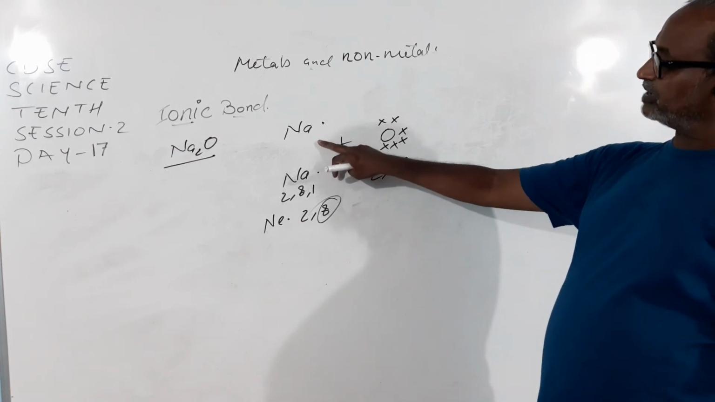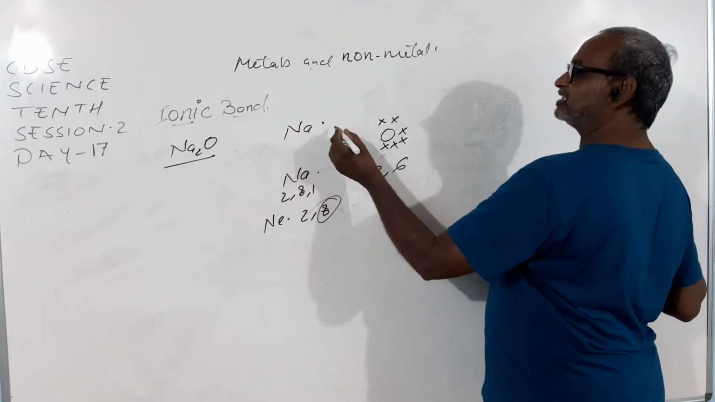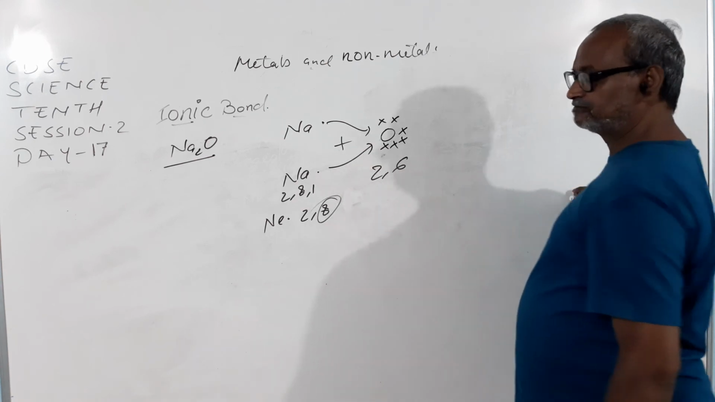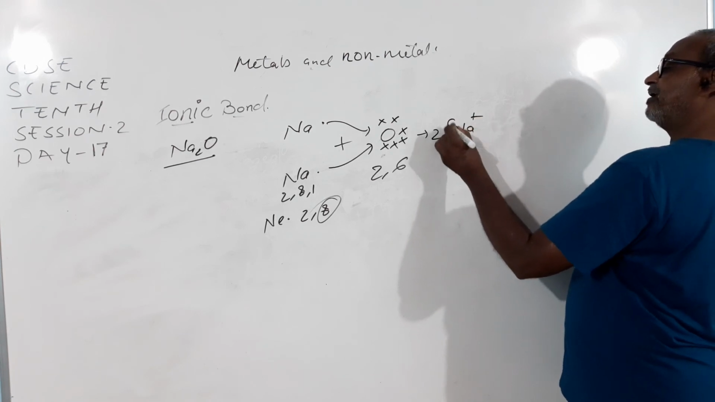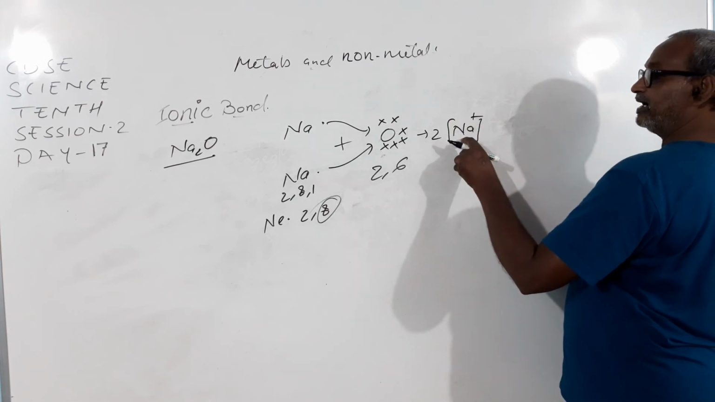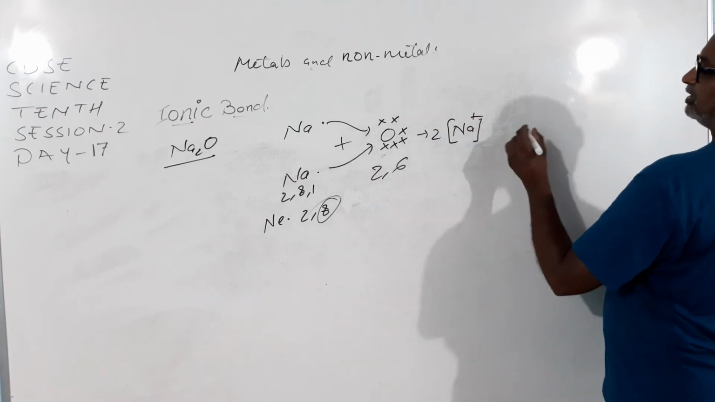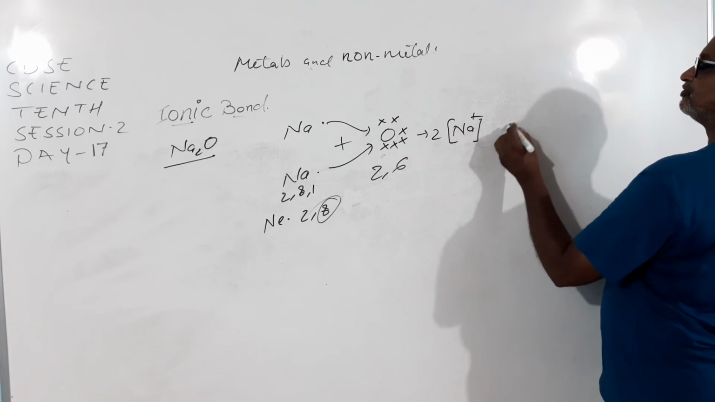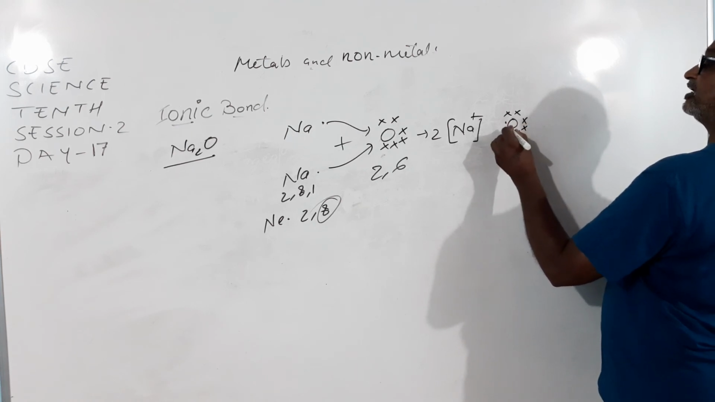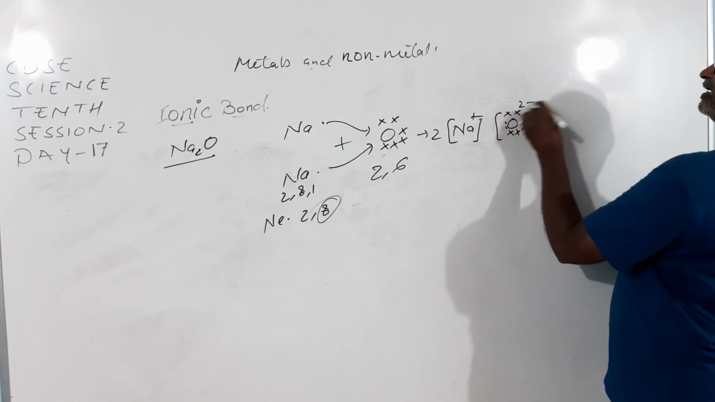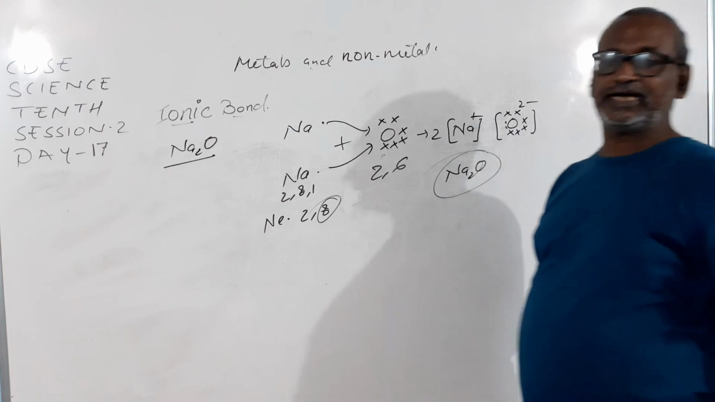So one atom of sodium cannot complete the octet of oxygen atom. So 2 atoms of sodium transfer their electrons to oxygen atom. This results in the formation of 2 sodium ions carrying 1 unit positive charge, because each sodium atom is losing only 1 electron, and 1 oxygen atom. Since oxygen atom has gained 2 electrons, it acquires 2 unit negative charge. This results in the formation of sodium oxide.